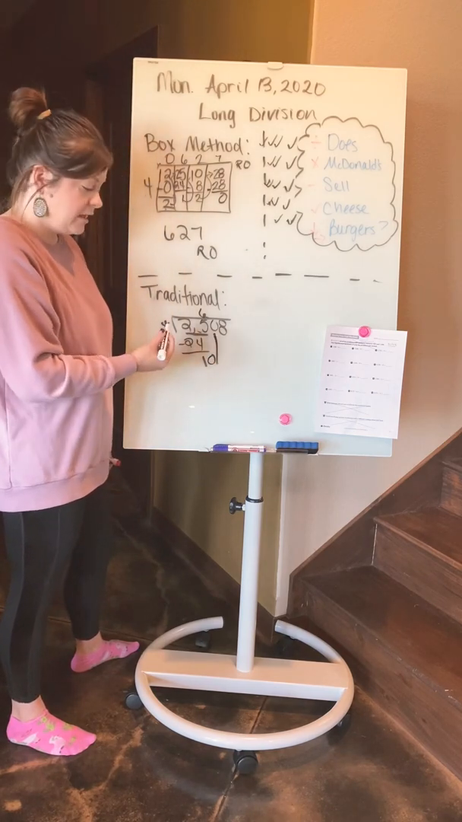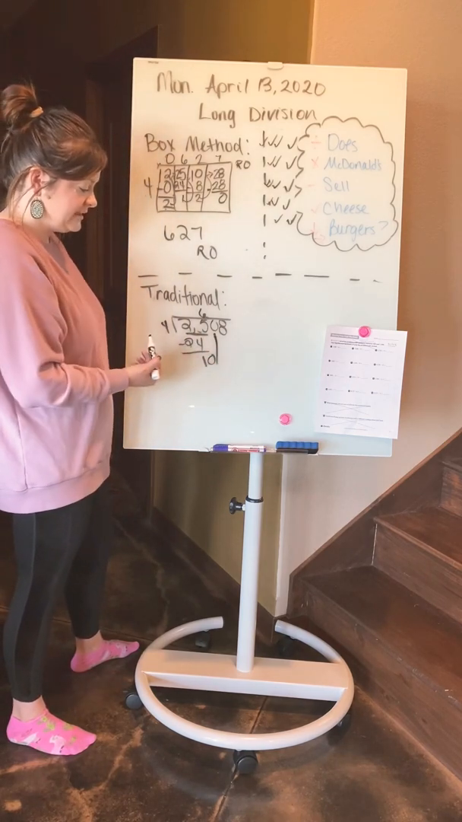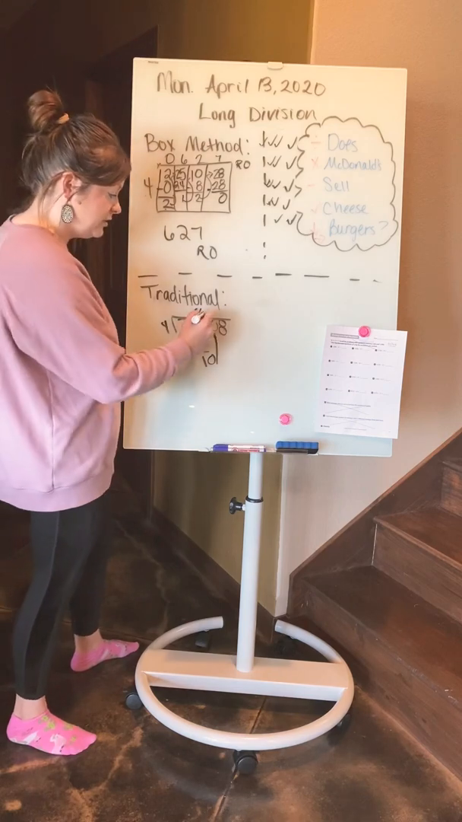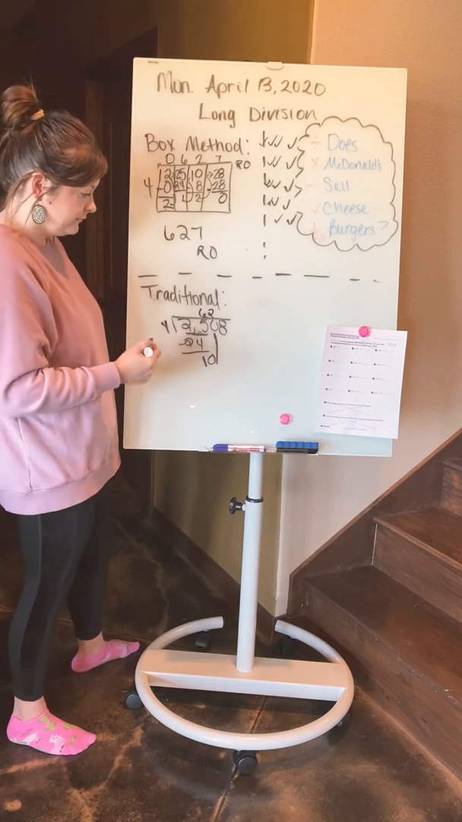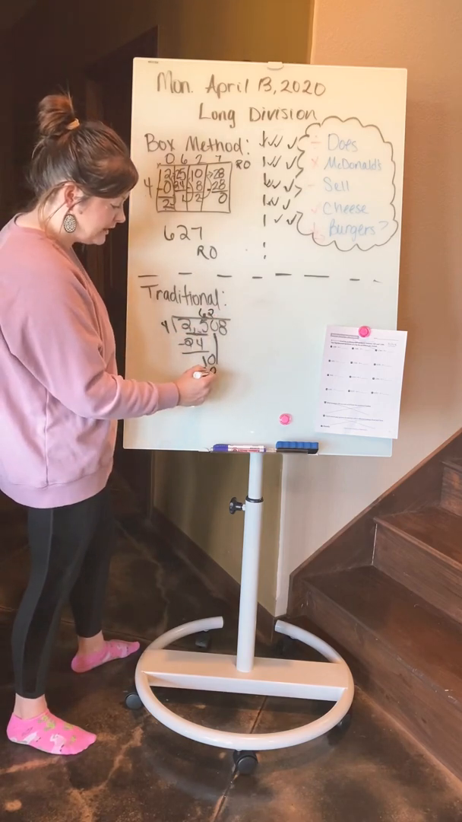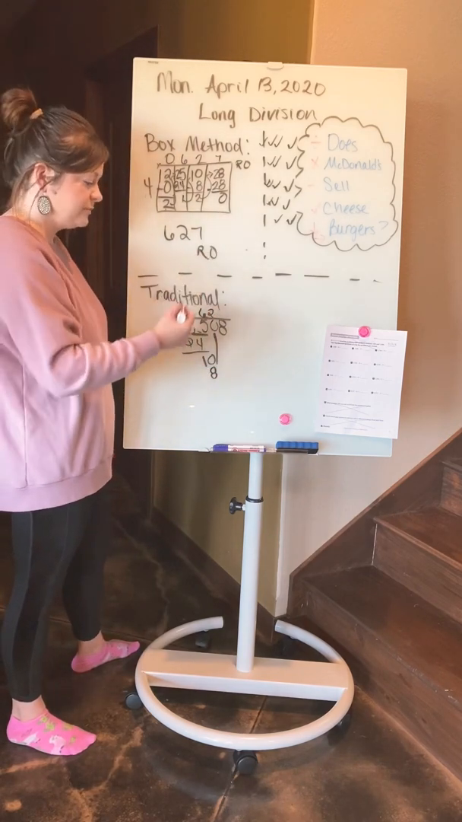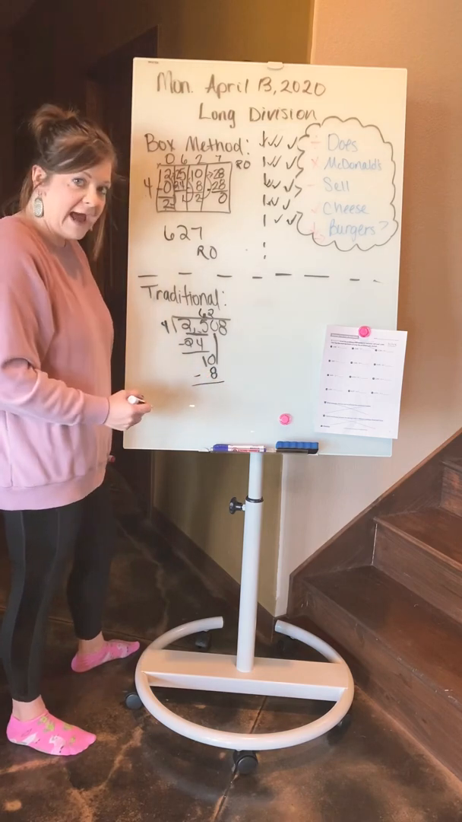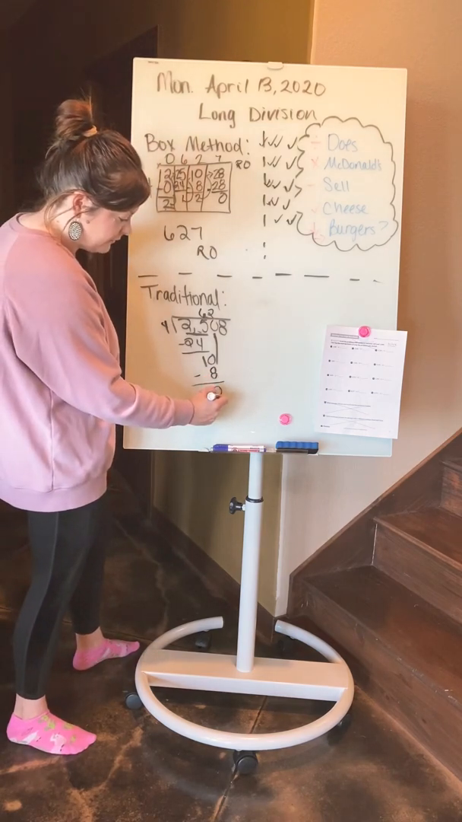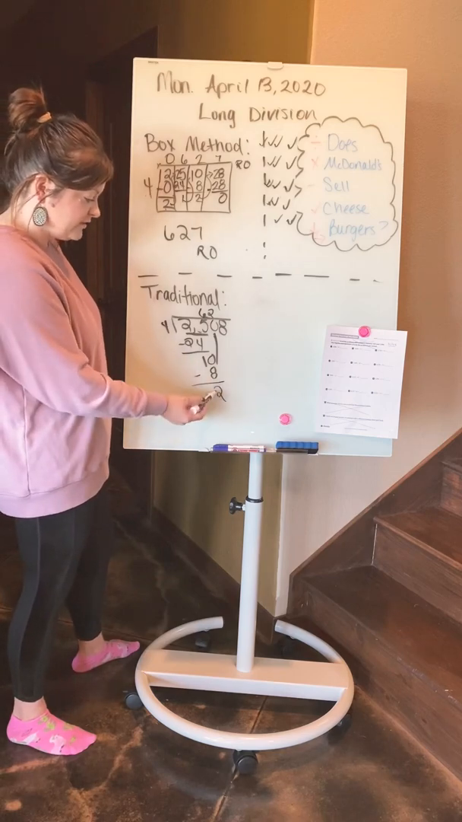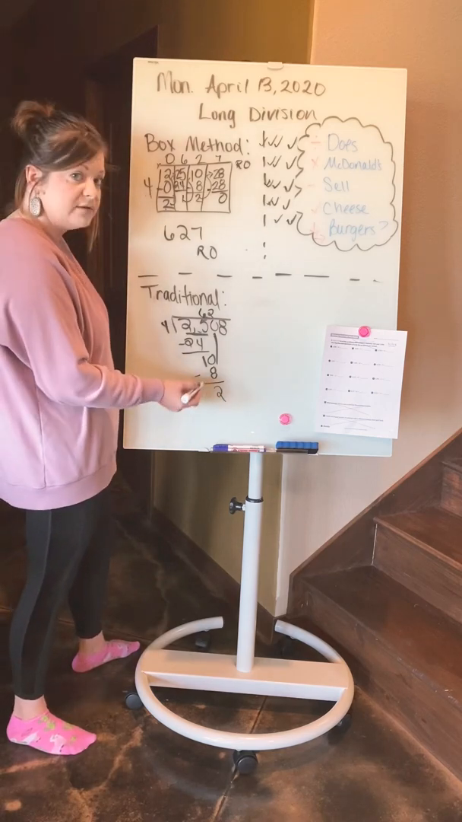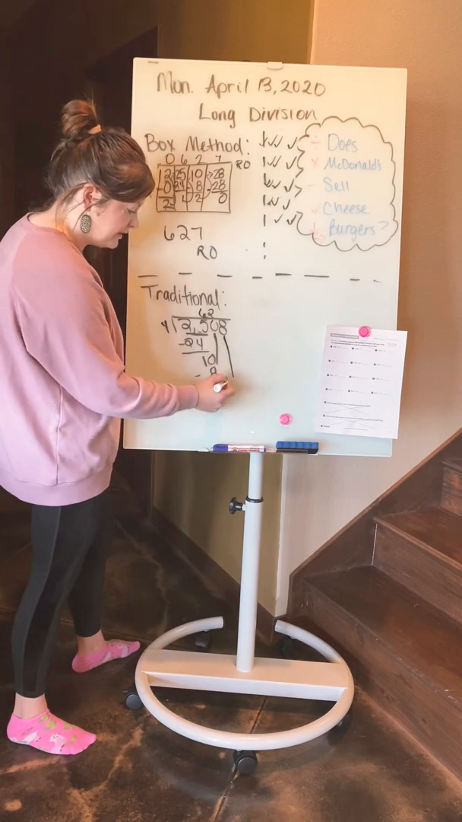We have 10. How many times will 4 go into 10? 4 will go into 10 2 times. We just divided and we would check that one off. 2 times 4 is 8. Just multiplied. Now we need to subtract and we have an answer of 2. Let's check ourselves. We know that's correct and 2 is less than 4. So last step, bring down.